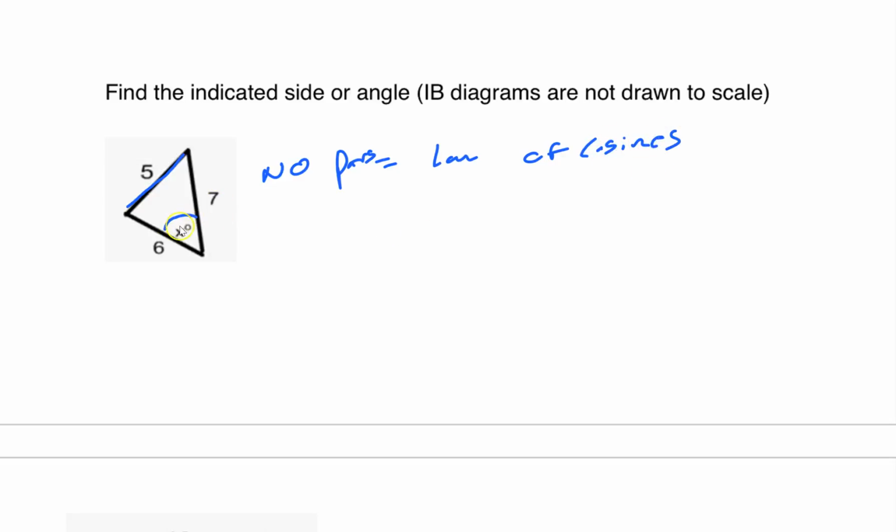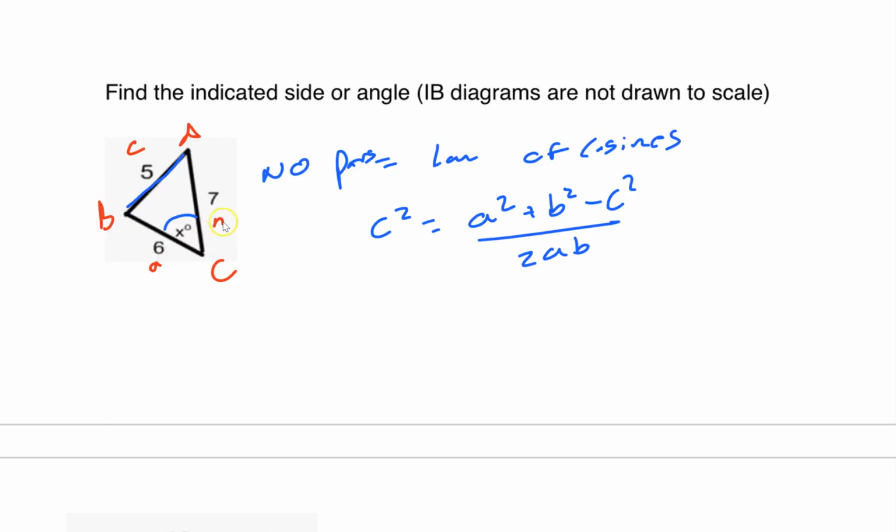So with law of cosines, I'm looking for an angle, so I use this one. Now all we have to do is label my sides. The thing you're looking for is always your little c, the rest don't matter. You just plug it in. So this would be cosine c, sorry. Ooh, that's an ugly formula. Should have just copied it. Ooh, that's disgusting.